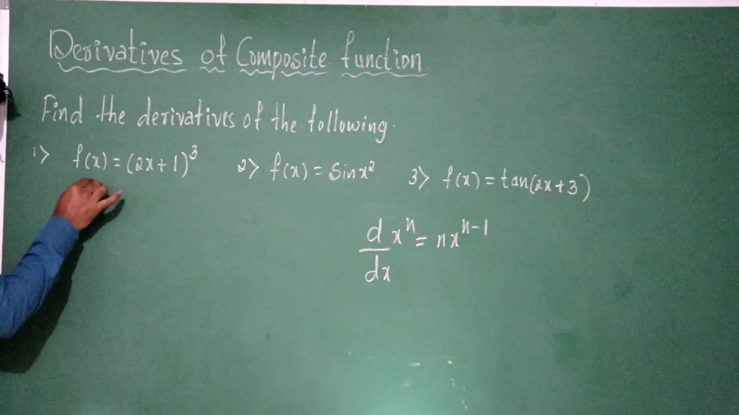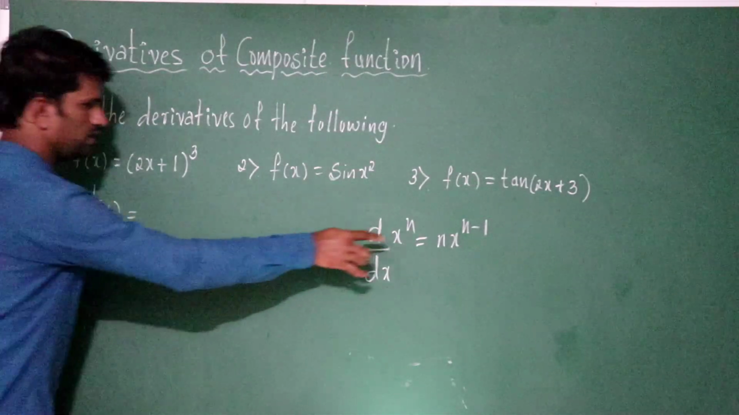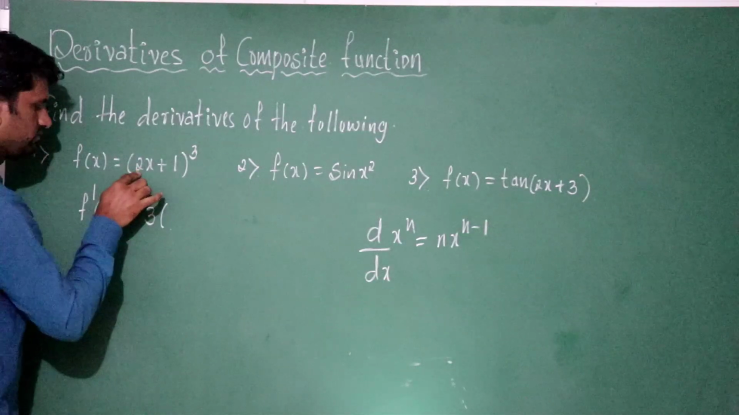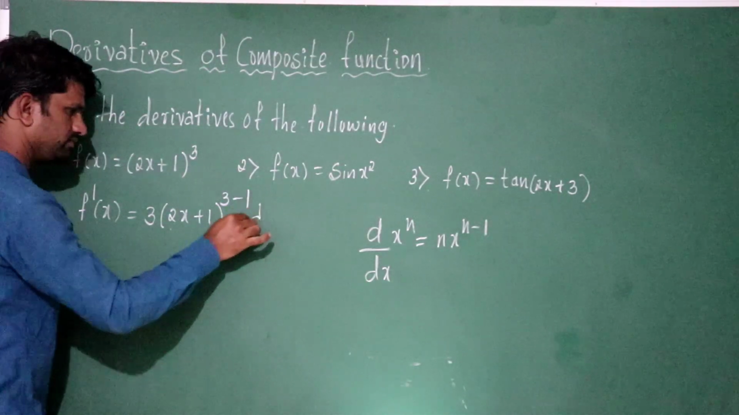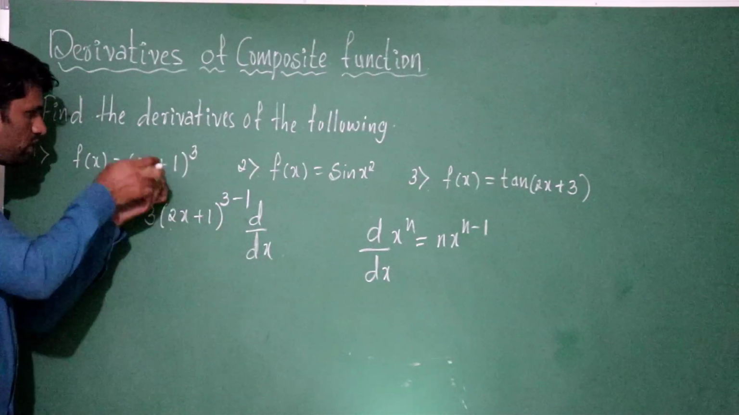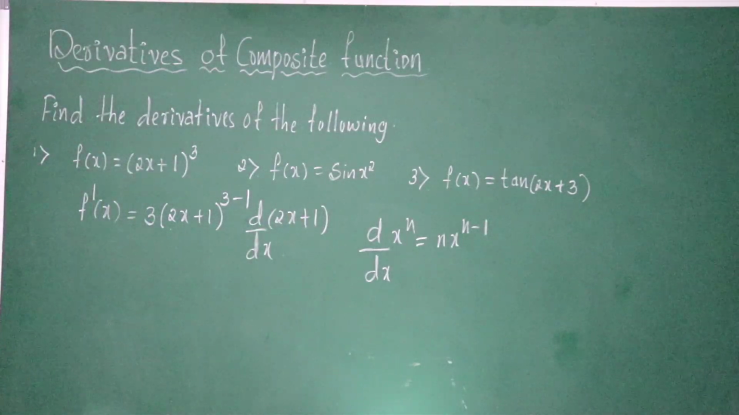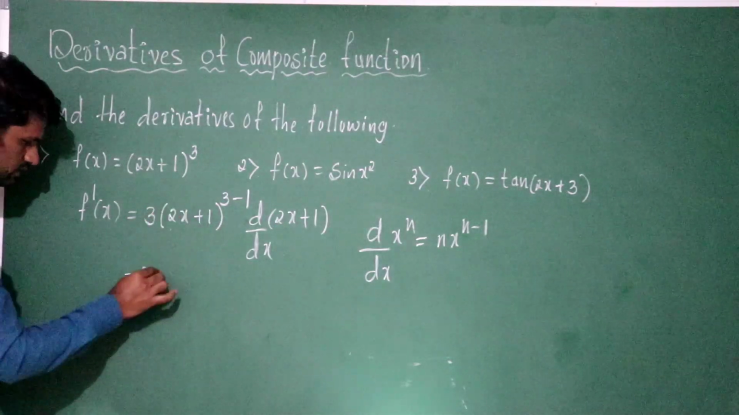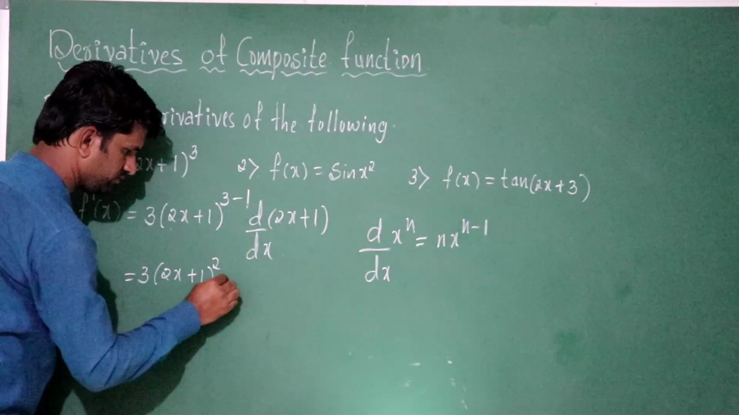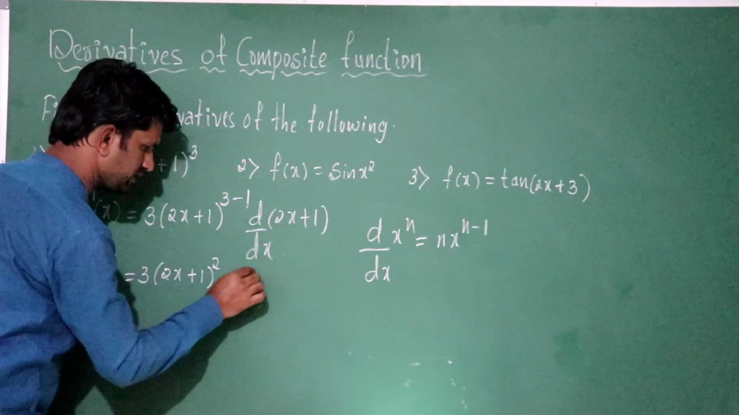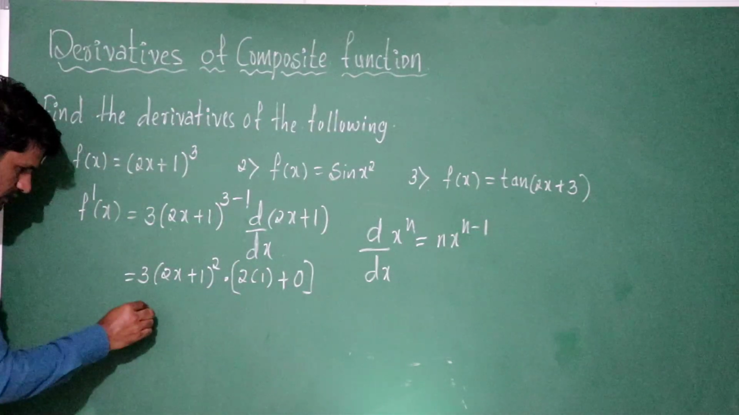See here. f dash of x is nothing but the differentiation of the given function with respect to x. In place of n, what do we have here? 3. So we have (2x plus 1) raised to the power 3 minus 1, into, it is not completed here, one more composite function is here, that is 2x plus 1. So we are going to differentiate that function as well. In the next step, 3 times (2x plus 1) to the power 3 minus 1, which is 2, and the differentiation of the next function: 2 as it is, differentiation of x is 1, plus differentiation of the constant is 0. So which is equal to 3 as it is.